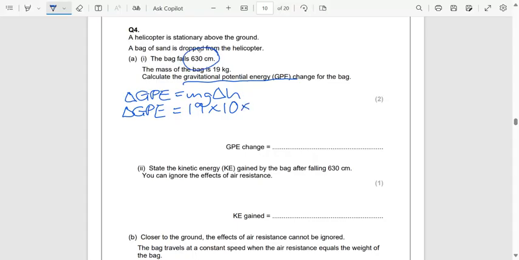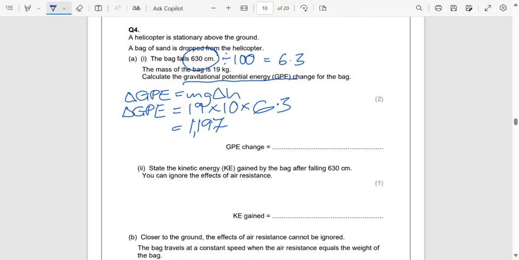Oh, careful, look, that's in centimeters. So to convert that into meters, we've got to divide this number by 100, okay, which gets us 6.3. 6.3, there we go. So if you multiply all of that together on a calculator, you'll get like 1,197, okay.